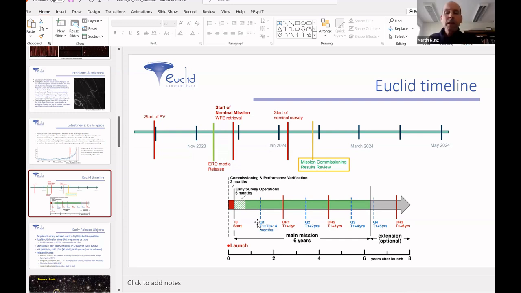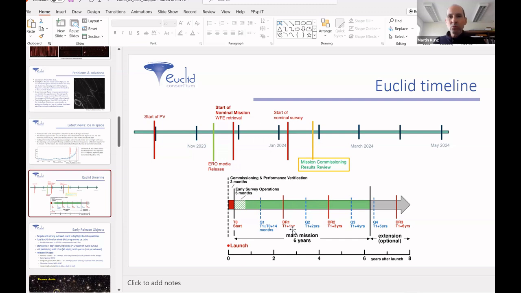Yes, so it's going to take place in stages. Basically DR1 is the data after 1 year. That's about 2,500 square degrees, maybe a bit more than what's currently available. Then we have 1 year to analyze it and write the papers. Then DR2 is the 1, 2, 3-year data. So that's about 7,500 square degrees and 1 year to analyze it. So that's going to be 4 years after launch.